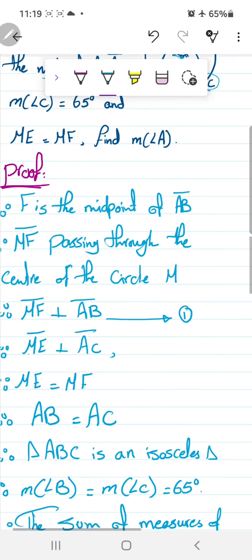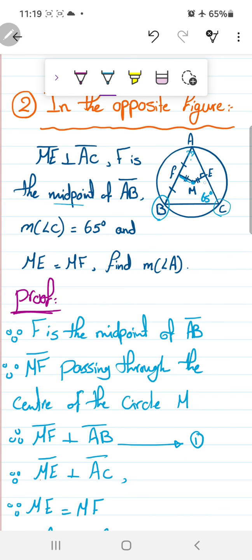In this example, if we want to get measure of angle EMF, as we said in the previous lesson, AEMF is a quadrilateral. We have measure of A 50, measure of E 90, F 90. So 360 minus 90 plus 90 plus 50, which is 130.